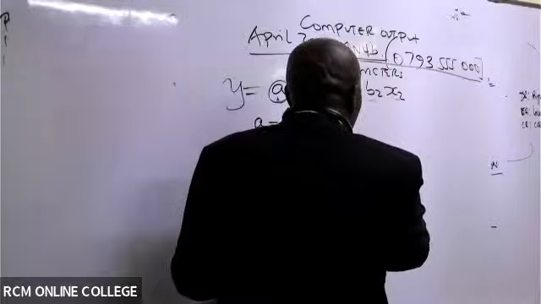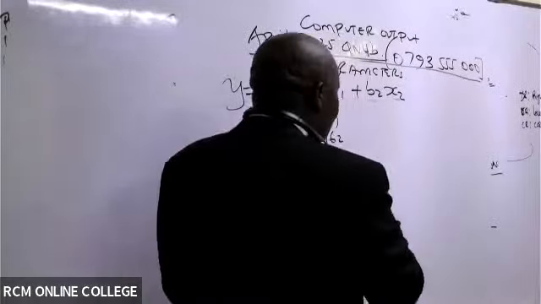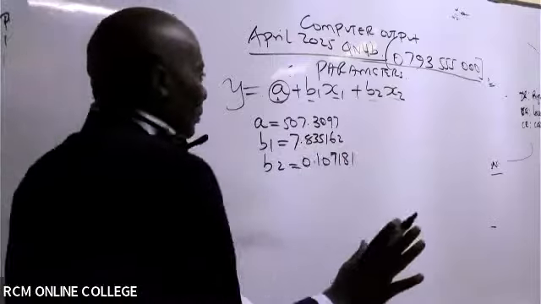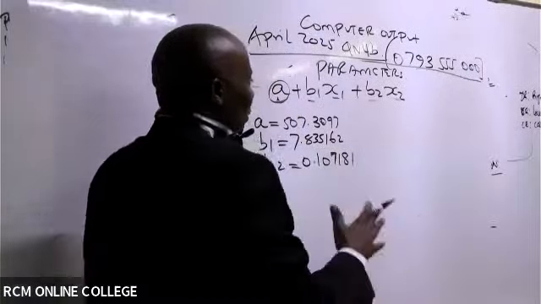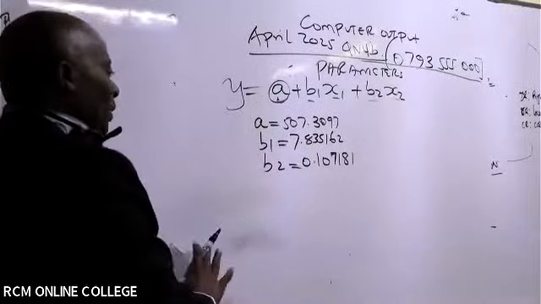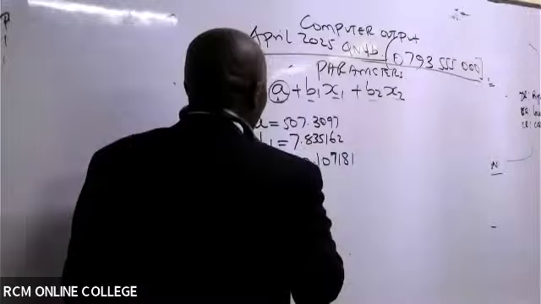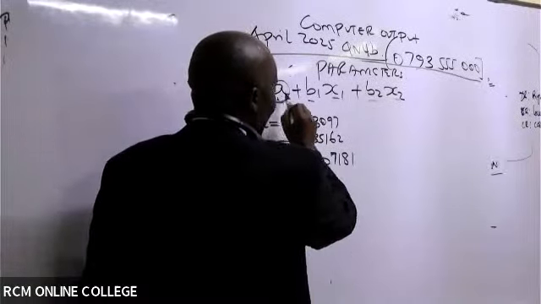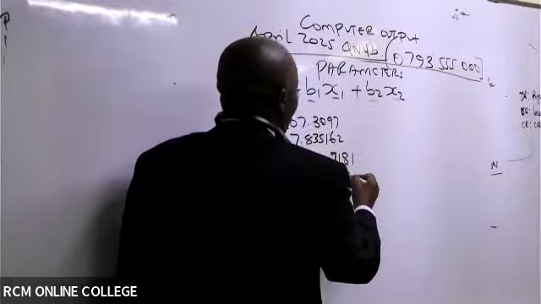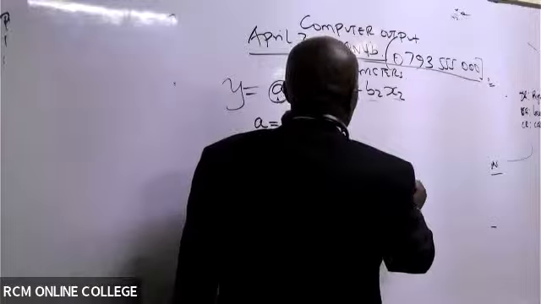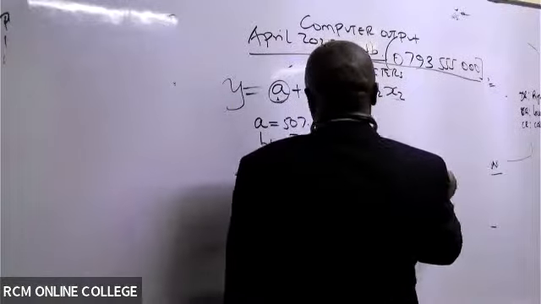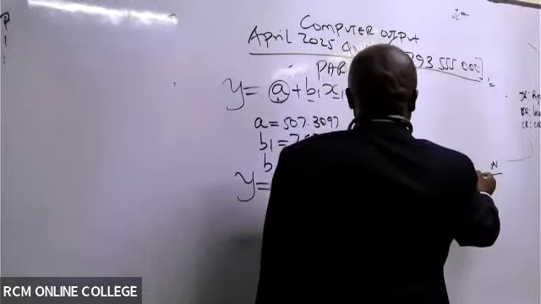No, I don't want us to round. Don't round off even if the examiner gives you 10 decimals. Write what the examiner has given you. You write everything as it's given to you by the examiner. You don't want to get into loggerheads with the examiner because he will always have his way. When he has his way and you've got no way, it means you fail. You don't want that. So y will be equal to A, so I'm now plugging in 507.3097 plus B1, 7.835162 x1, plus B2, 0.107181 x2, like that.